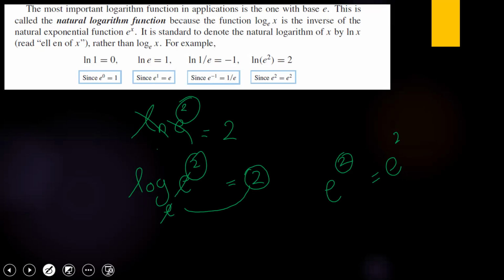Okay. Now, ln of e squared. I want to find it. Now, I told you here that ln of x is logarithm base e of x. So I can write it as logarithm base e of, not x now, but e squared.